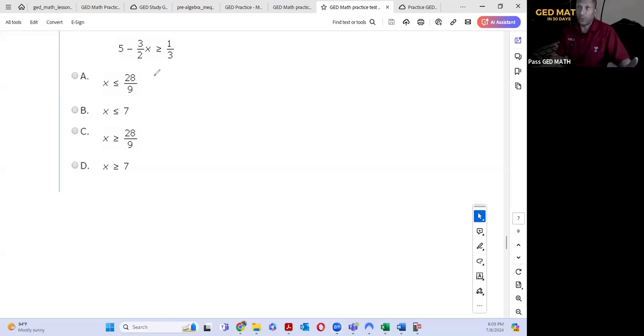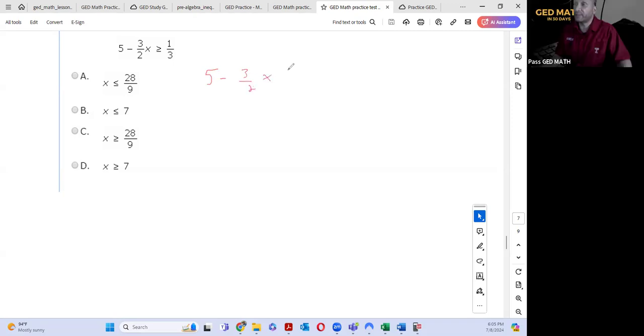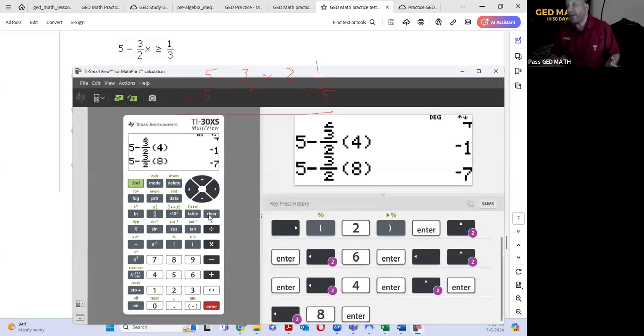One of the things I would do, if you solve it algebraically, this gets a little tough because we're talking about fractions. So 5 minus 3/2 x is greater than or equal to 1/3. Okay, so we're going to subtract 5 from both sides. Again, if you have problems combining signed numbers, use your calculator.